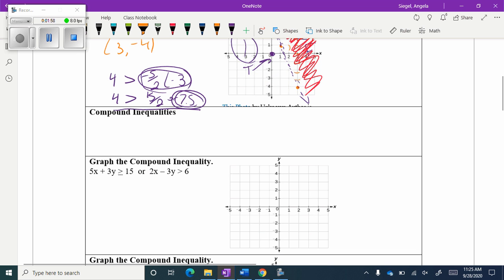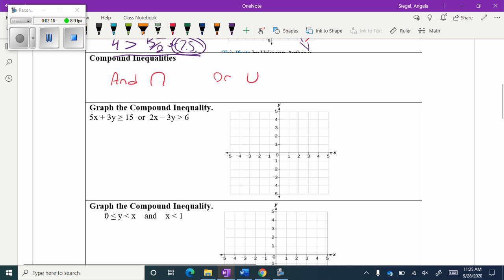Okay, so let's talk about compound inequalities. So again, just think about that: and means intersection. It's the same thing as an intersection, and or means union. So we're going to just kind of touch back on those concepts here. So this is an or. So it's just going to be like everything. It's going to be that union.